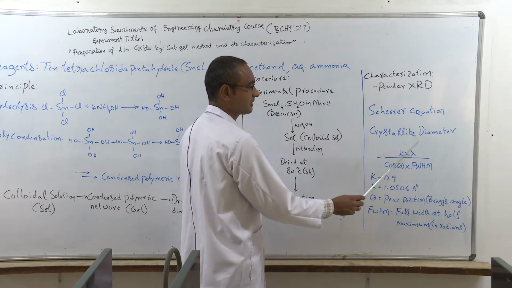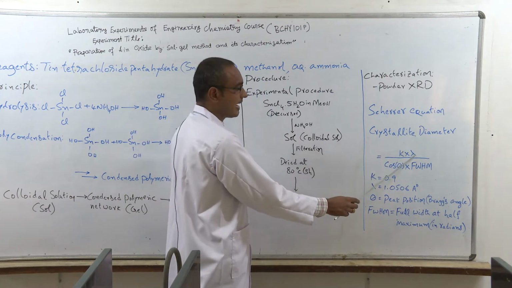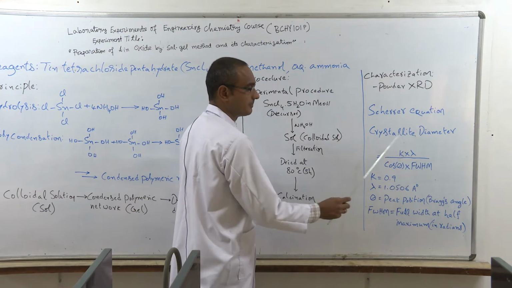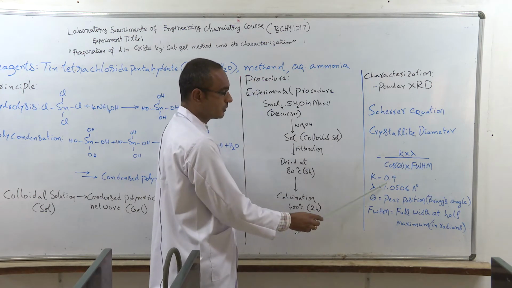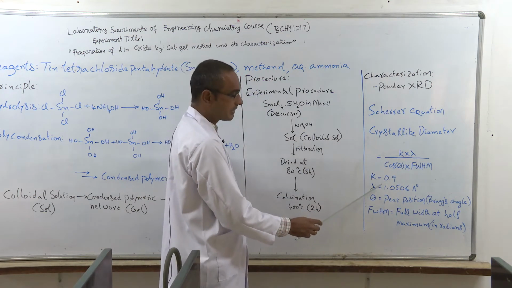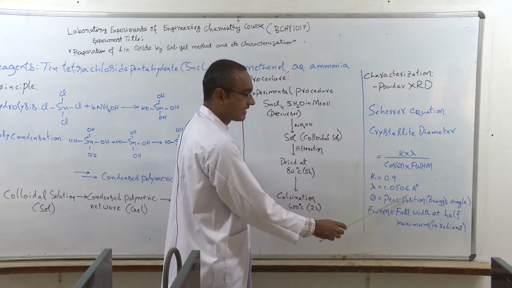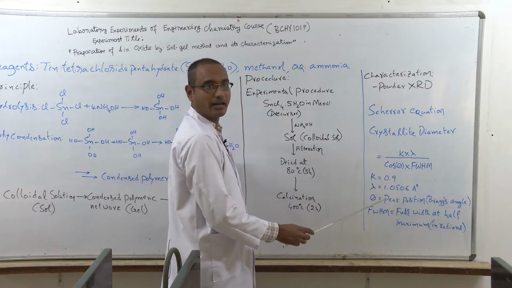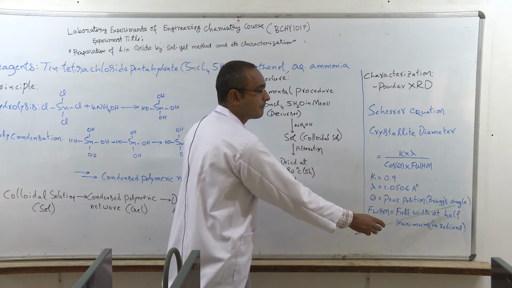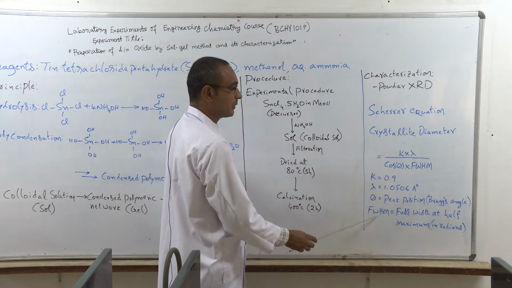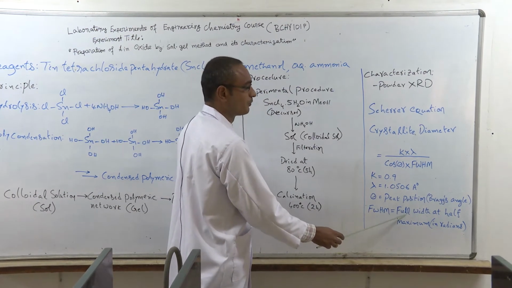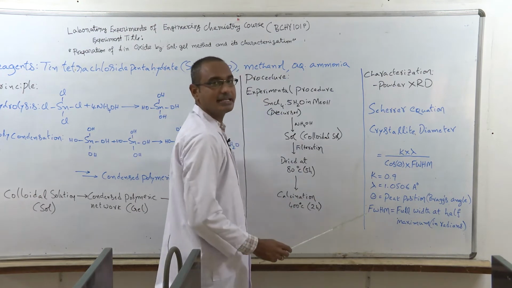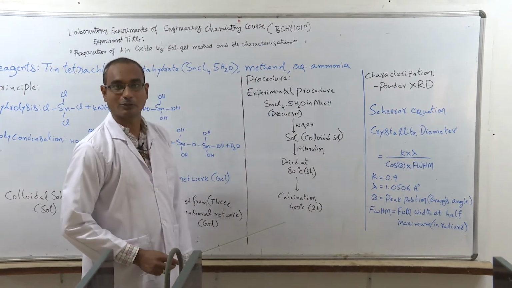The crystallite diameter is nothing but K into lambda divided by cos theta into FWHM, where K is equal to 0.9 and lambda is equal to 1.5406 Angstroms, and theta is the peak position in the diffractogram. It is also called Bragg's angle. FWHM is full width at half maximum, which is in radians, that we will get from the diffractogram.